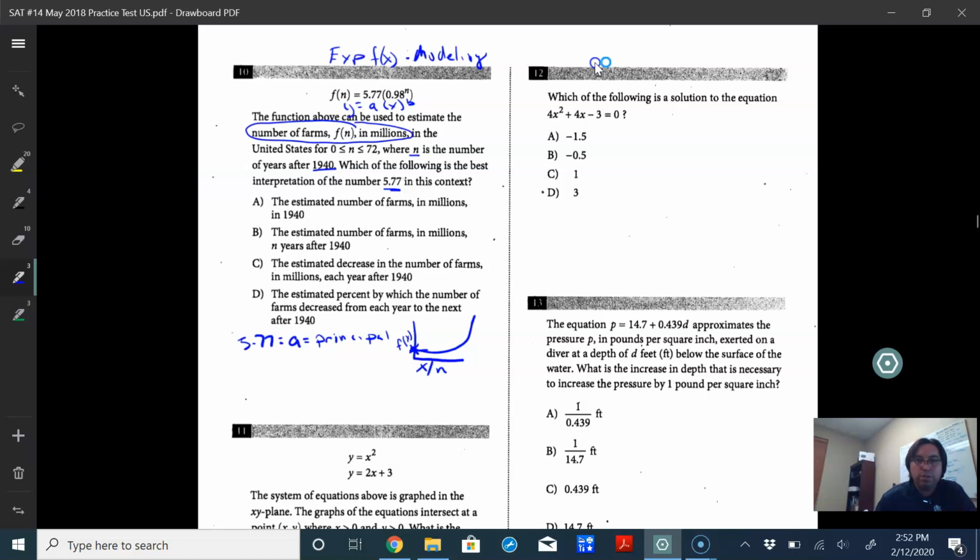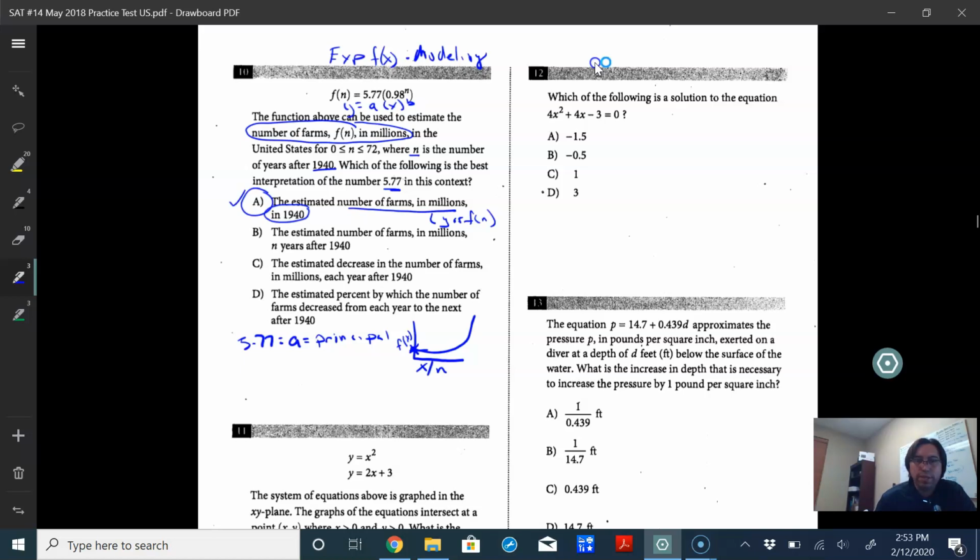So we go through our answer choices. It says the estimated number of farms in millions, 1940. Well, from the beginning, we started at 1940, right? Number of farms in millions. So this is all the same thing as y, or what we call here f of n. And it starts in 1940. So boom, there's our answer choice. First one. So that's it.